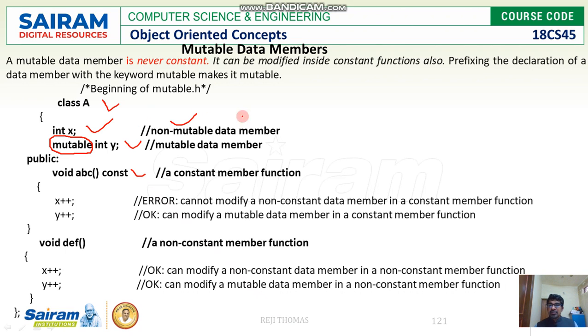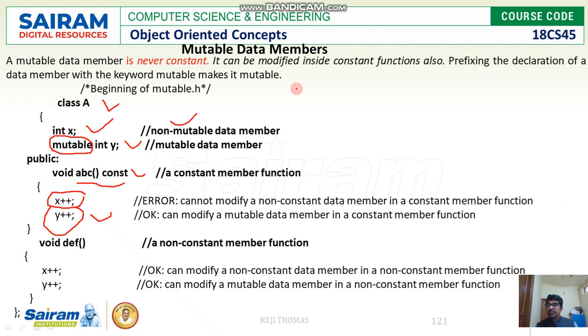Okay, so this is a constant member function. What we are going to do is increment the x value. See what is x? X is a normal variable which is non-mutable. So I cannot write x plus plus. That is not permitted. Look at the next one which is y plus plus. What is the difference between y and x? Y is mutable. What does it mean? Even a function which is constant can change its value. Now even this function abc, even though it is constant, can change the values.